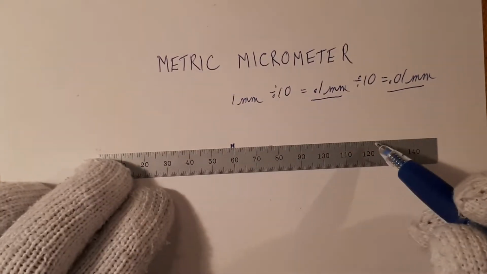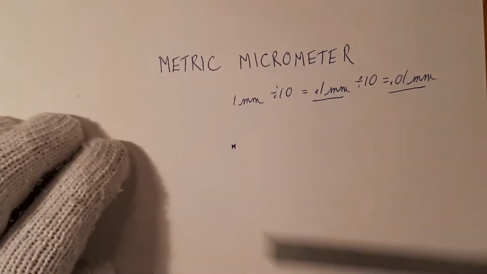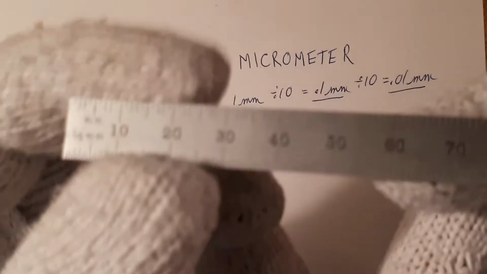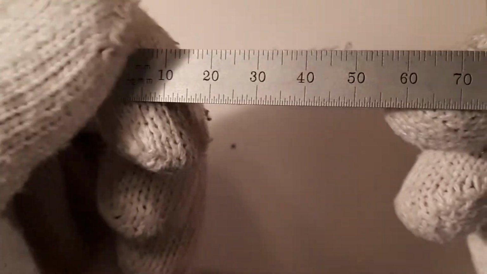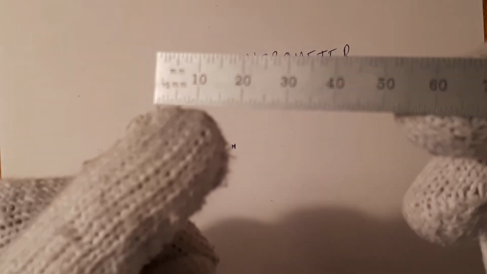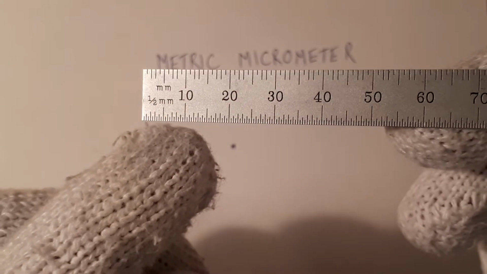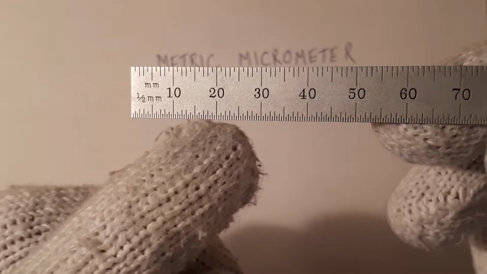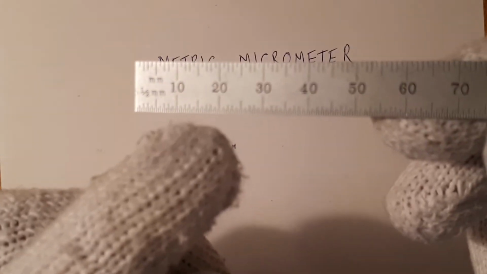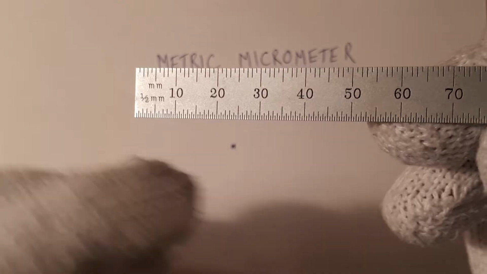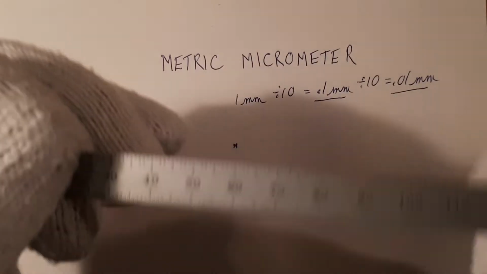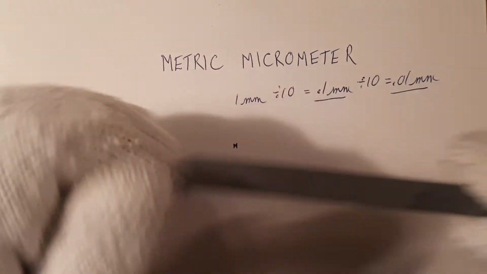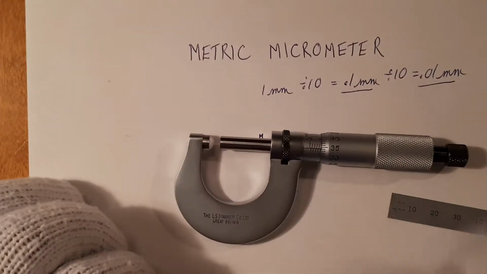Cannot do that with a rule. The best the rule can do is the 1 millimeter, and you can see here the 1 millimeter, or better yet, it goes down to the half millimeter, 0.5 of a millimeter. So each line then represents 0.5 millimeters. But if I wanted to measure something more fine, more precise than just 0.5, say I wanted to measure something to 0.1 millimeters or 0.01 millimeters, I cannot use the rule. And that's where the micrometer comes in.